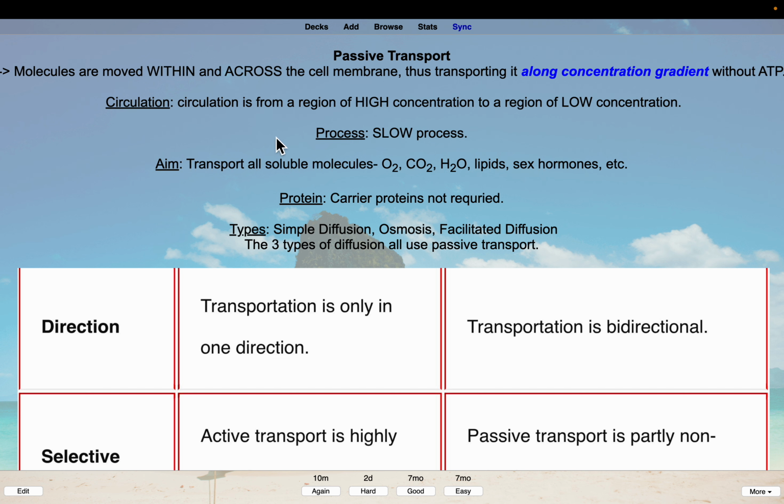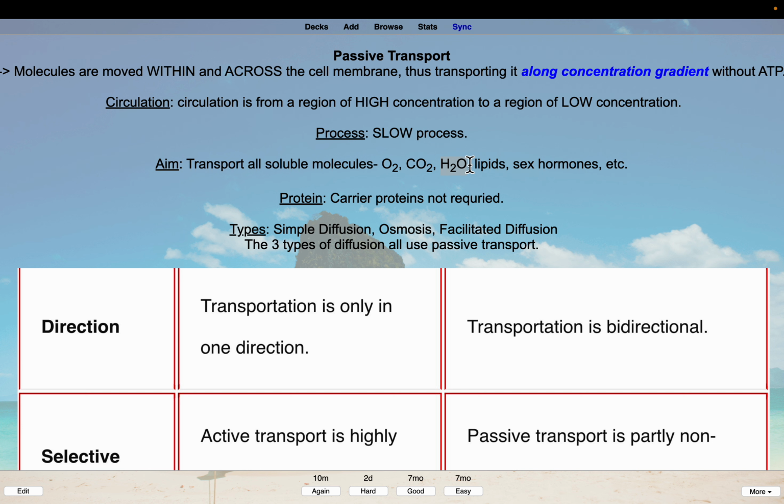Okay. Circulation. Circulation is from a region of high concentration to low. The process takes time, of course. You don't need ATP, but the con is passive transport takes time, more time than if you involve the use of active transport. So what is the aim of passive transport? To transport all soluble molecules. So two of them I've already stated earlier, oxygen and carbon dioxide for breathing, for inhale and exhale, as well as water, really.